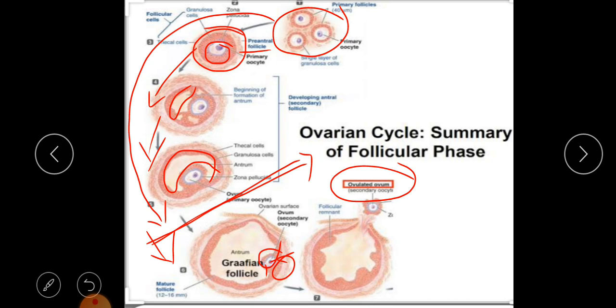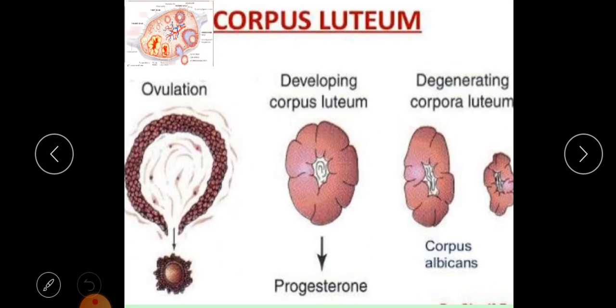Okay, so after this ovulation, the empty Graafian follicle is going to remain. After this complete ovulation, this empty Graafian follicle remains with some amount of granules.